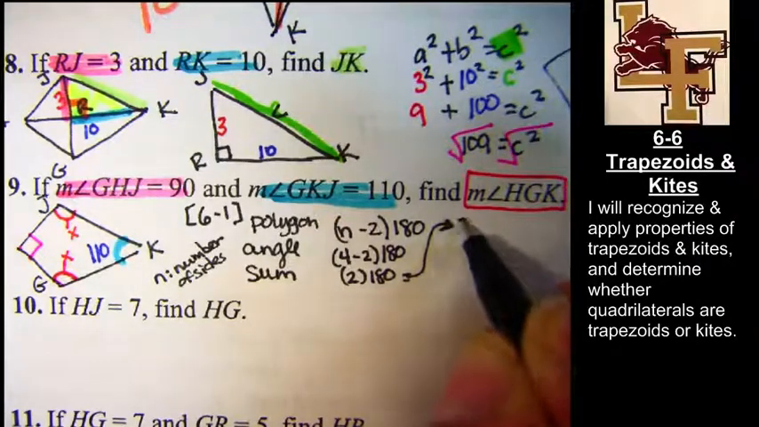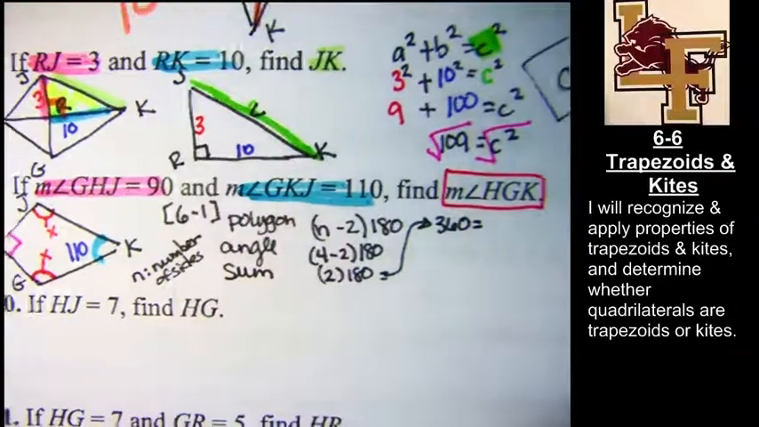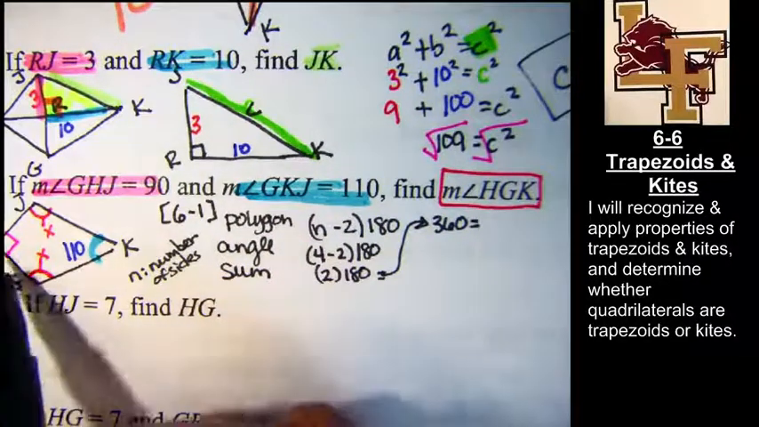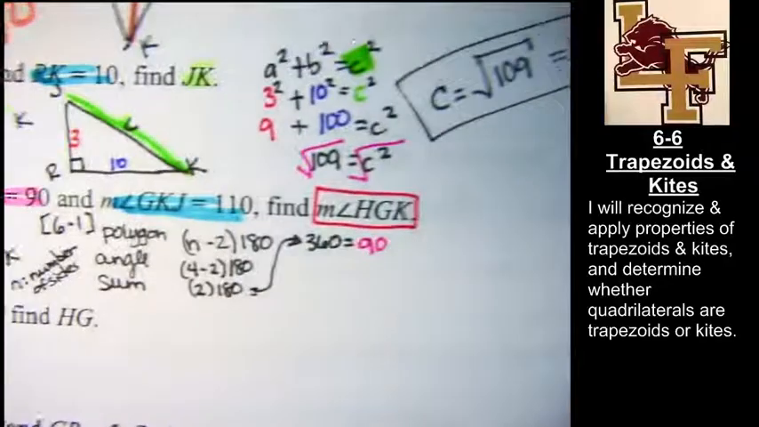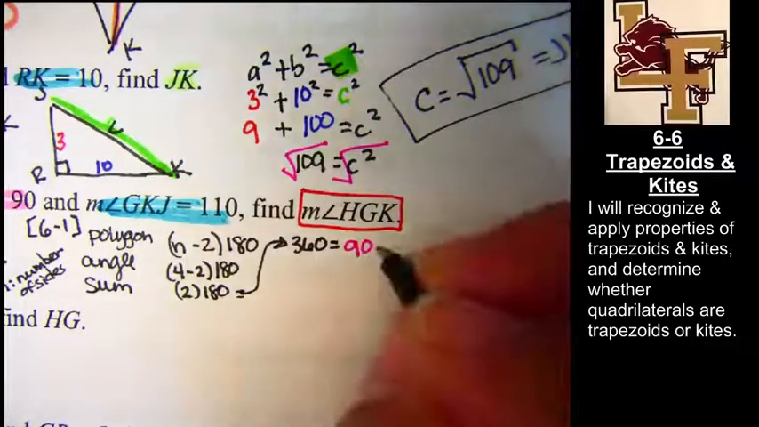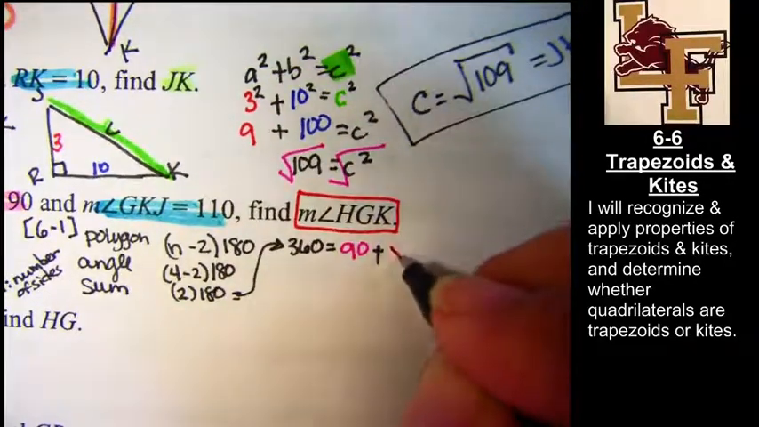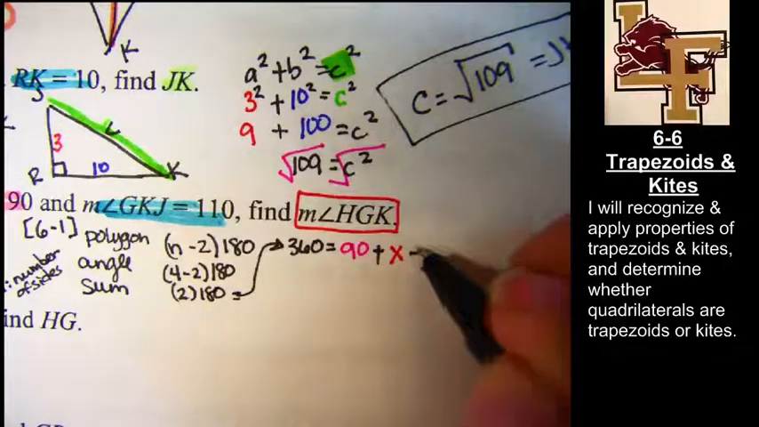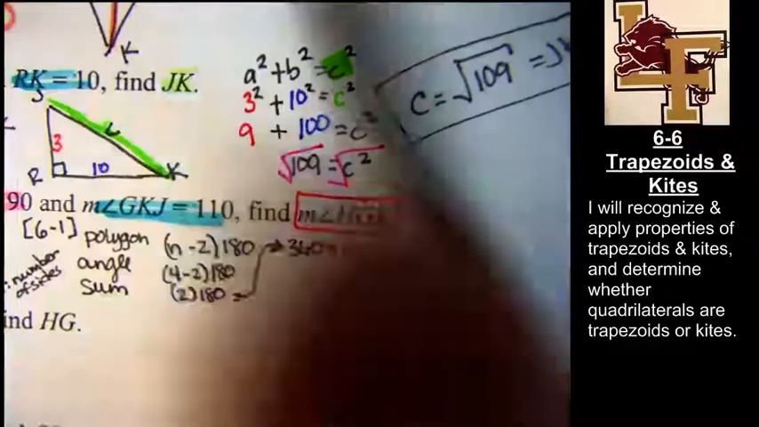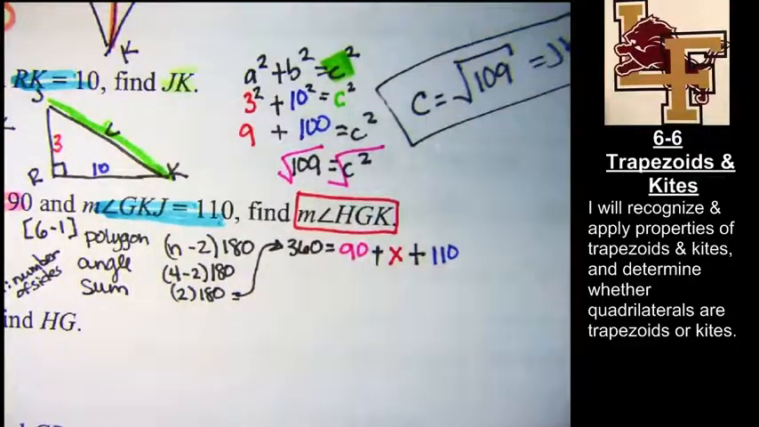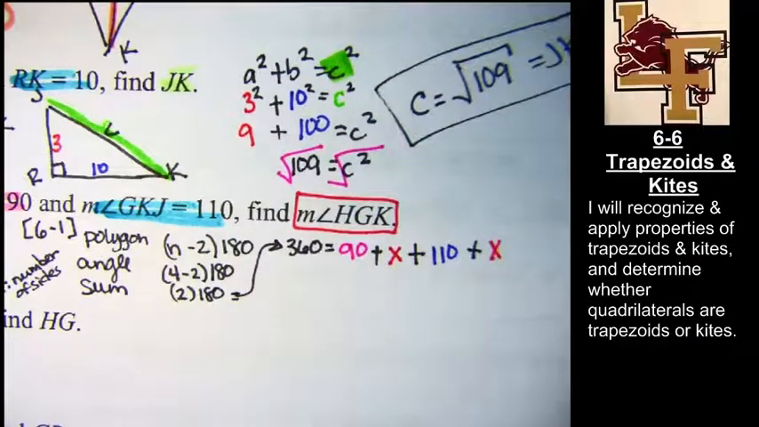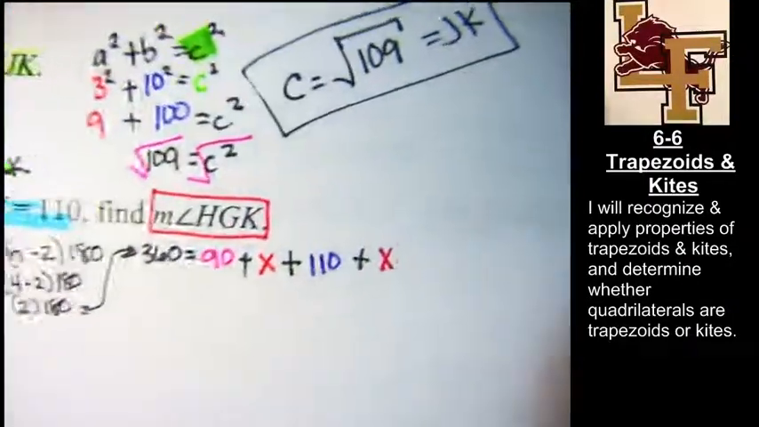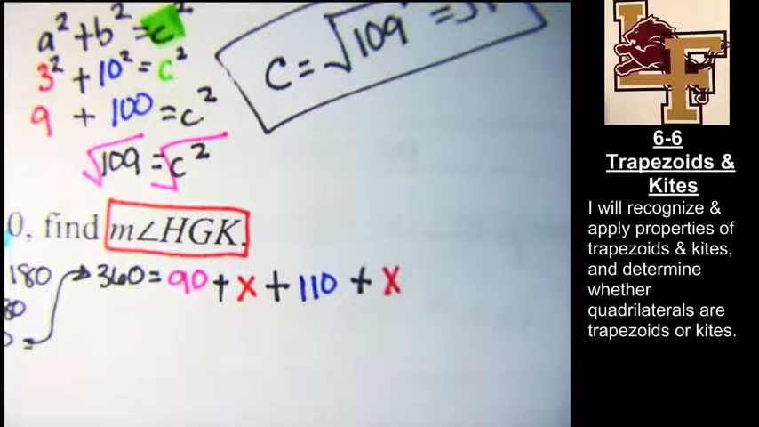360. And so 360 is what I get when I add up all of these angles. 90 plus the one I don't know plus 110 plus the other one I don't know. And now I have an algebra equation that I don't have to work very hard. I can just solve it for x. X equals 80.